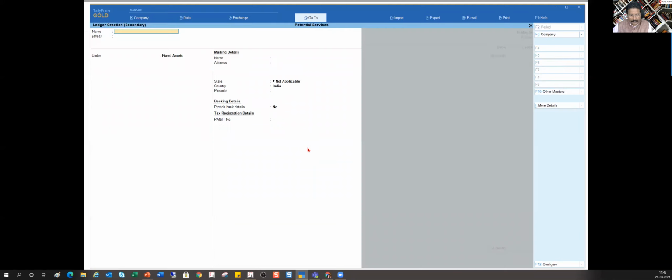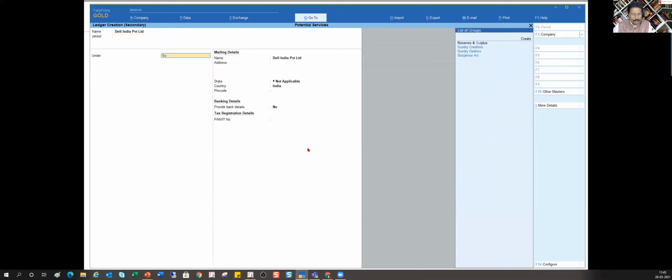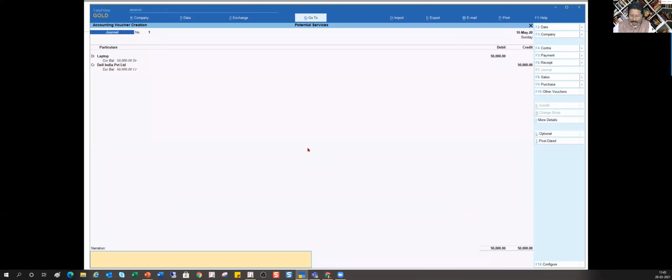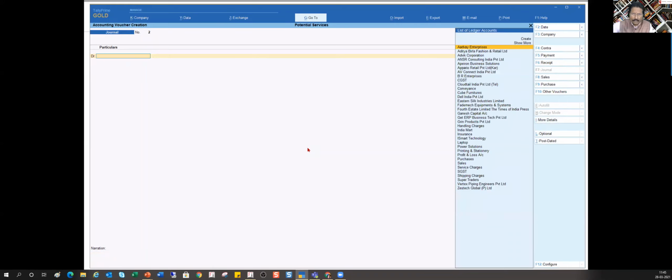and I'm going to credit my supplier, which is Dell India Private Limited. So this is going to be my sundry creditors, and then I'm going to press Control A. Okay, so I'm going to say purchase of computer for office use. Okay, this is how you're going to do. Now, these six voucher types in Tally are primary voucher types. All right. So you have passed one transaction for each voucher type.